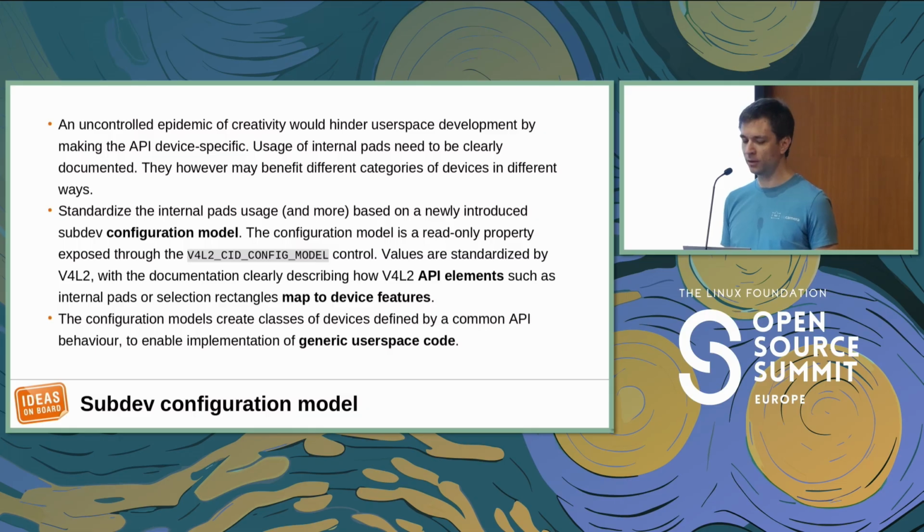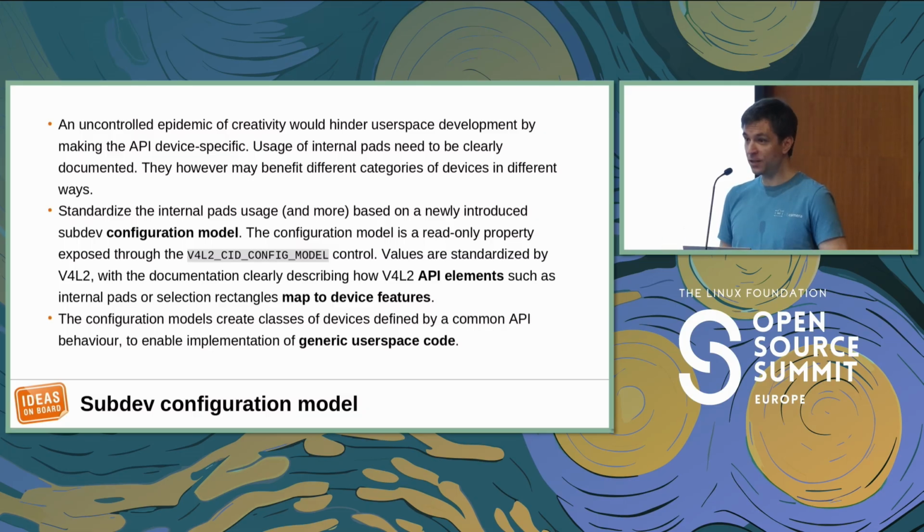And the configuration model is just a piece of documentation that says a subdev compatible with this model will use streams in this way, will use internal pads in this way, will have this number of internal pads that represent this. If you set a crop rectangle on this particular pad, that's what it's going to do on the hardware. So it's really creating classes of devices.